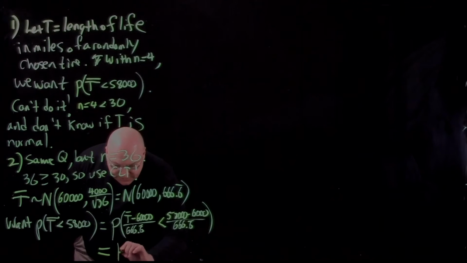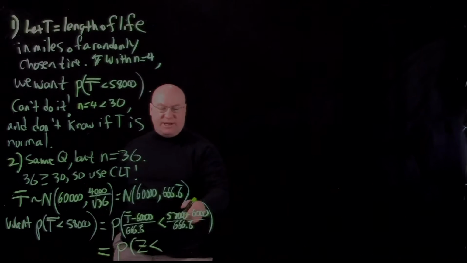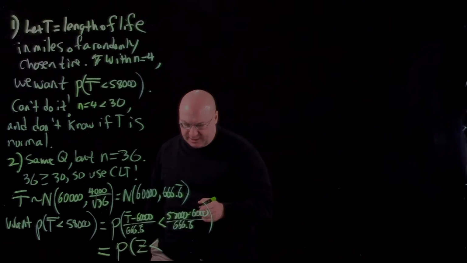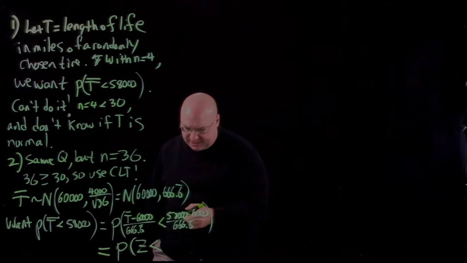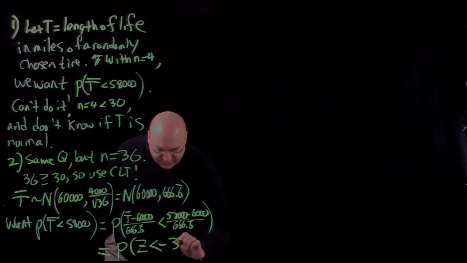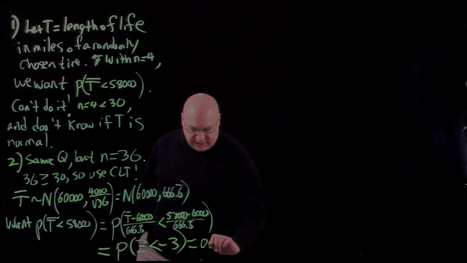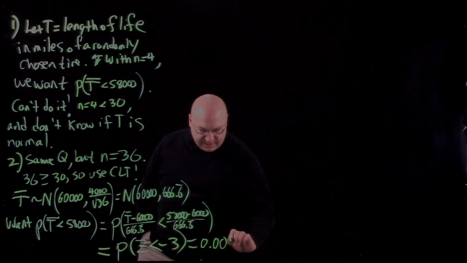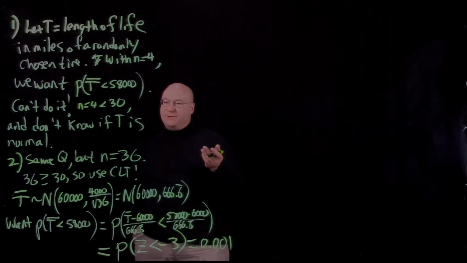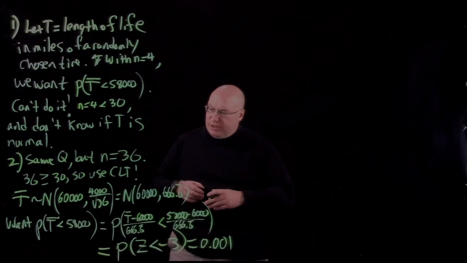Do I have room? Yeah, this is good. So that's the probability that becomes Z, great, and this becomes negative 2,000 divided by 666.6666, and it turns out to be exactly negative 3. All right. And if we look that up, most tables will give about 0.001.